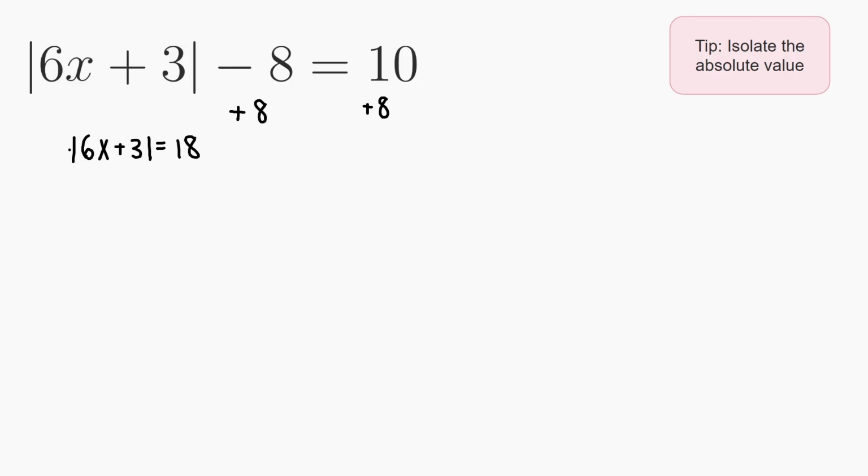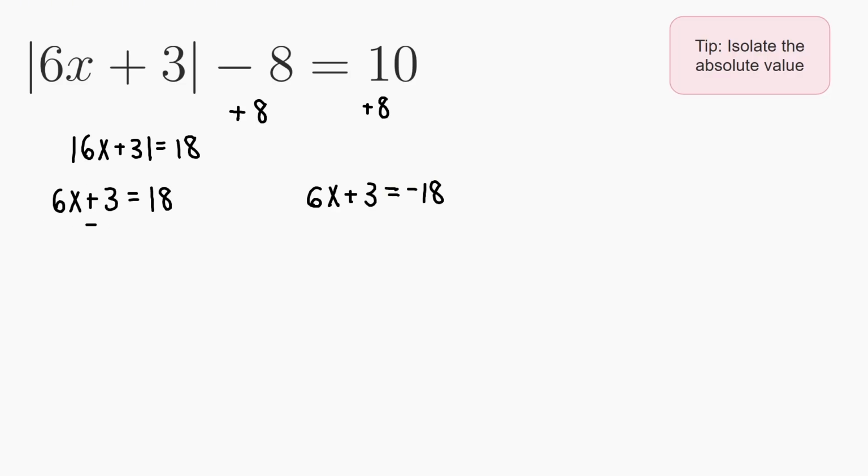We know that the modulus symbol here will make this always positive. As a result, we know this inside could either be -18 or 18. So we're going to solve both cases. We have 6x plus 3 equals 18. We're also going to solve 6x plus 3 equals -18.